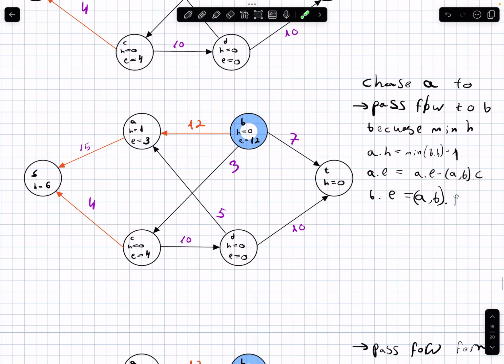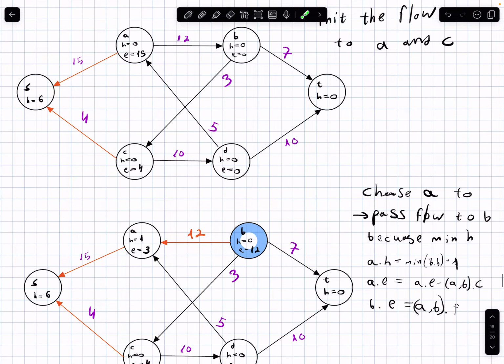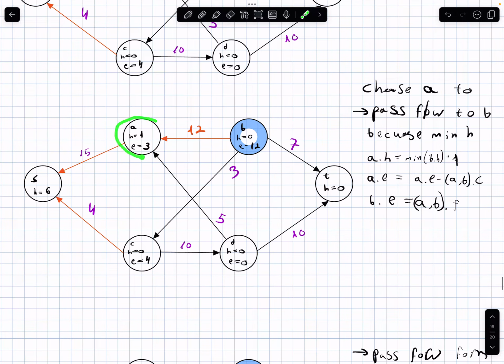And what we can see is that we need to calculate the flow that we will have. So the flow will be the minimum between the edge capacity and the excess we have at A. Okay, so the edge capacity is 12, and the excess we have is 15, meaning the total excess will now be 3, and we will have an edge from A to B with 12. So now the excess at B will be 12.